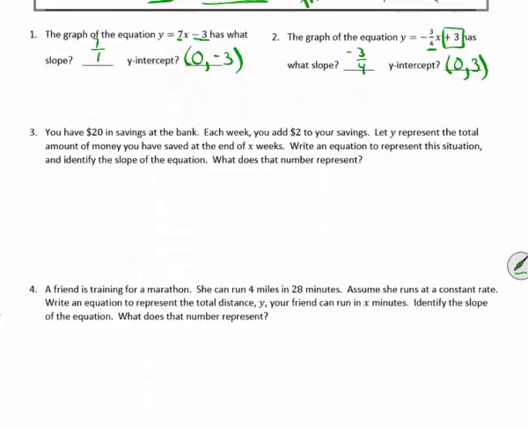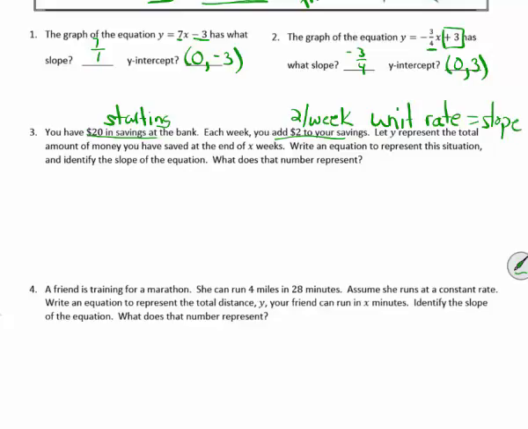So you have $20 in savings at the bank. Each week you add $2 to your savings. Let y represent the total amount of money and x be the number of weeks. So we have $20. This is our starting. And then we have $2 per week. That's my unit rate. Unit rate is the same as slope. So when I write my equation, we're going to have y equals, right, $2 a week, my unit rate, so that's 2x, plus the $20 I had to start with.